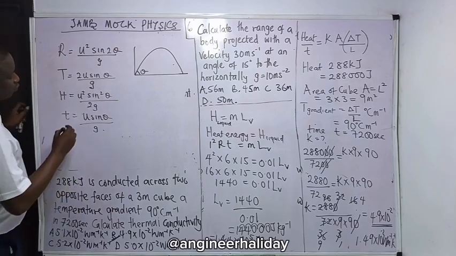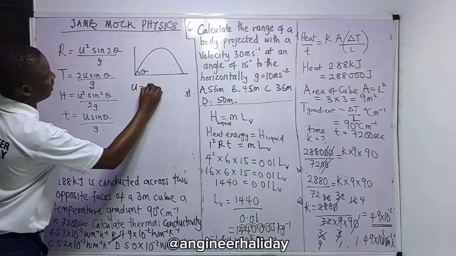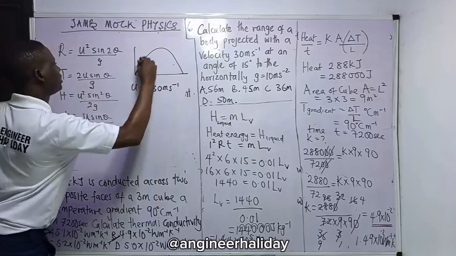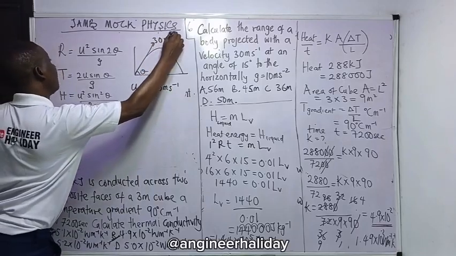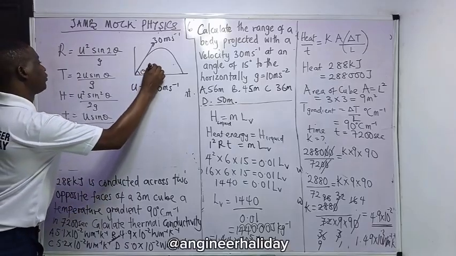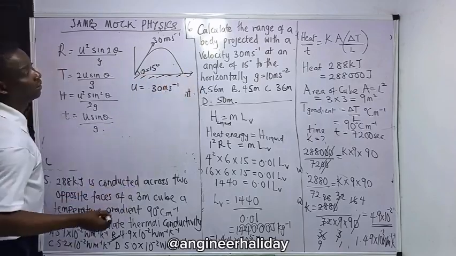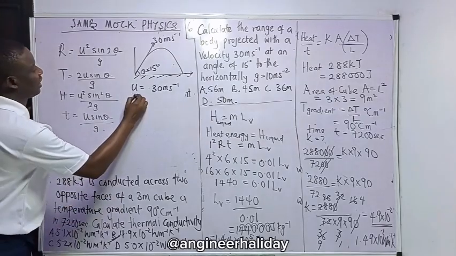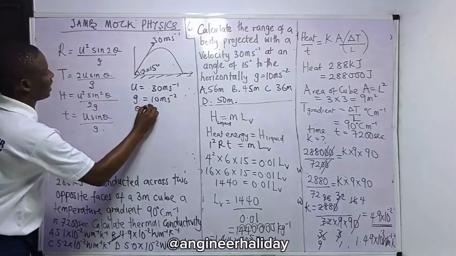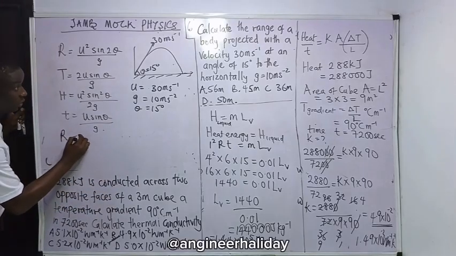Now let's solve. To solve our range, our theta, they give us u, the initial velocity of projection, as what? 30 meters per second, which is the velocity at which they project the body. And at an angle of what? Angle of 15 degrees to the horizontal, which is given to us. They say g as 10 meters per second square. They are also giving theta as 15.